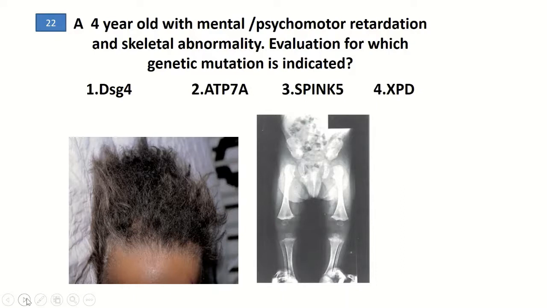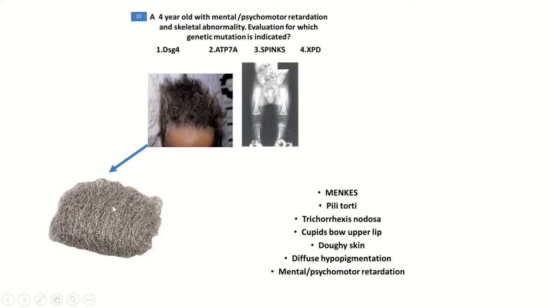Question 22. A 4-year-old boy with mental and psychomotor retardation and skeletal abnormalities. Evaluation for which genetic mutation is indicated? What you find here is hairs that look like steel wool. This finding, alongside psychomotor and skeletal retardation, is equivalent to Menkes syndrome that is caused by mutation in ATP7A. Pili torti and trichorrhexis nodosa are the two most common abnormalities in Menkes syndrome. So the correct answer is ATP7A.